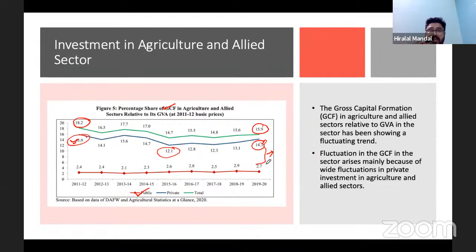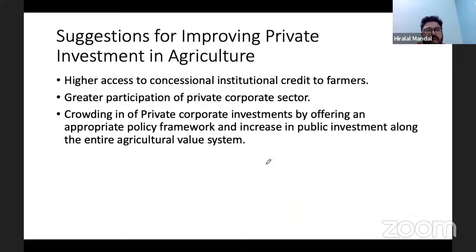Okay. In fact, investment can be expected in procurement, investment can be expected in warehousing, investment can be expected in the branding, and also the agriculture allied activities. All right. So these are the various areas that are open for investment. The government should speed up the reform process so that more and more investment can be attracted to the agriculture sector. Now, what are the various suggestions which are made for improving the private investment in agriculture sector?